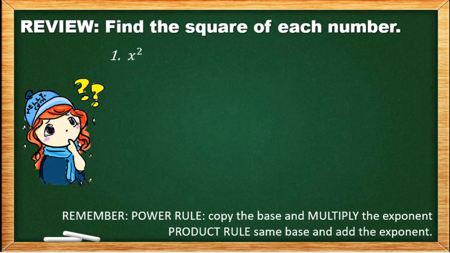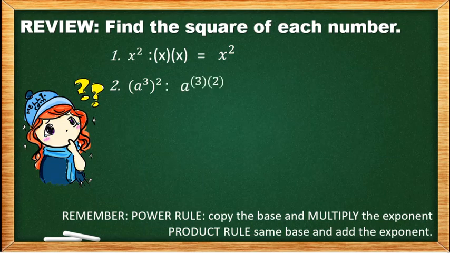First one, x squared. It is x times x is equal to x squared. Very easy. In number 2, let's apply the power rule. It says copy the base and multiply the exponent. So, our base in number 2 is a. That's why we copy it. Then, multiply the exponent. Our exponents are 3 and 2. So, multiply 3 times 2 is equal to 6. That's why the answer is a raised to 6.